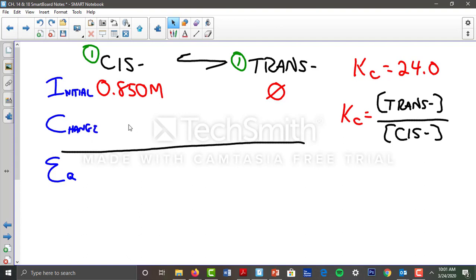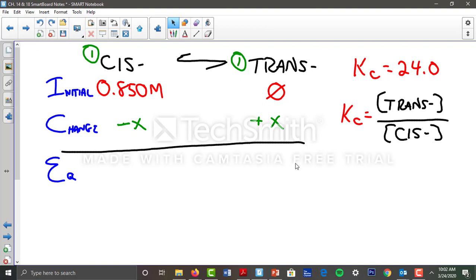The change line here is always going to be equal to variables equivalent to the stoichiometric coefficients. So here, the cis can only go down and the trans can only go up. And the reason for that is because in order to reach equilibrium, you're starting with just cis. And according to the equilibrium expression, at some point there's going to be an amount of cis and trans equal to a quotient of 24.0. So the cis can only go down because that's your starting amount, and the trans can only go up because you're starting with none of it. It can't go down from 0.